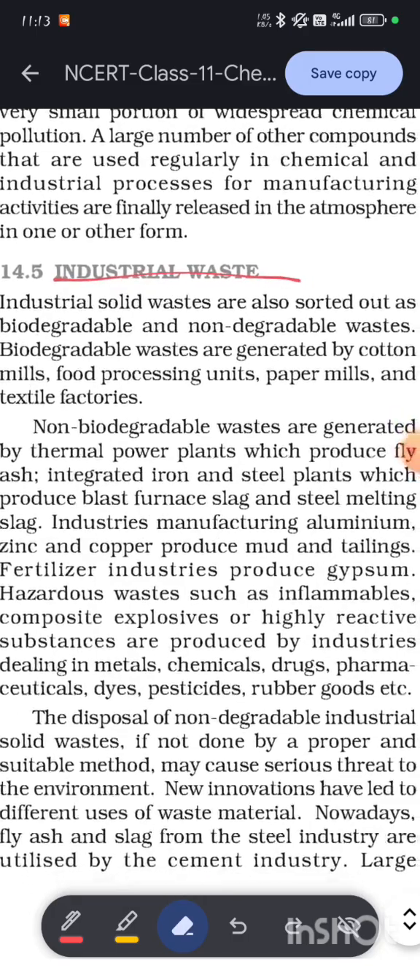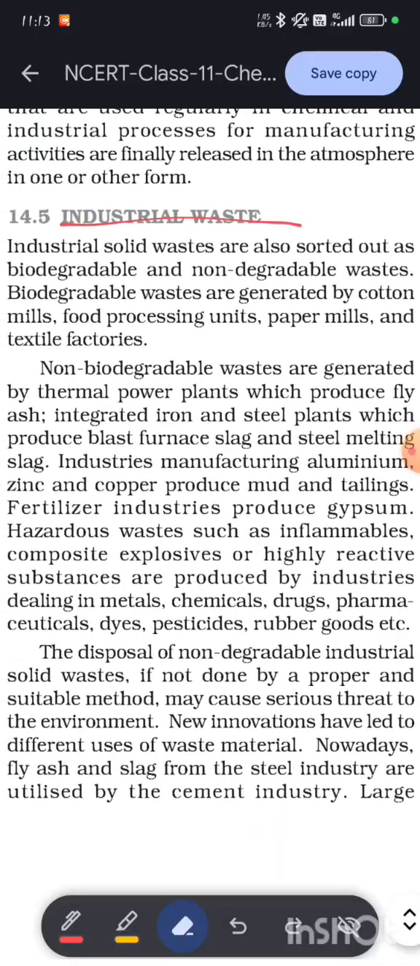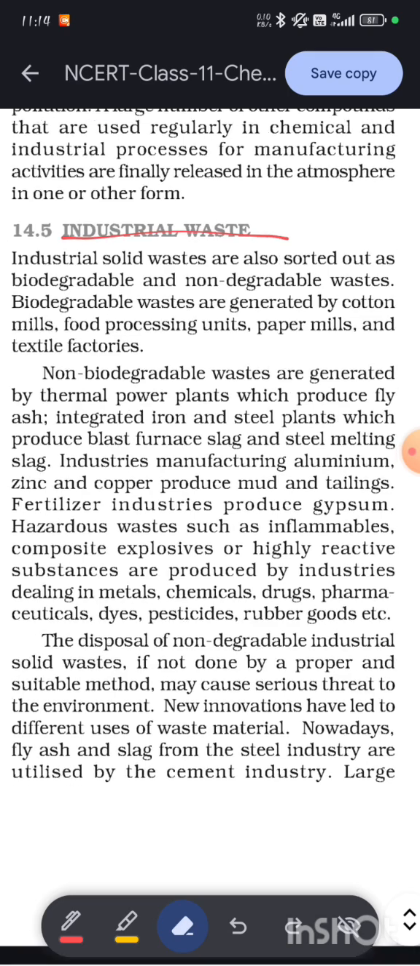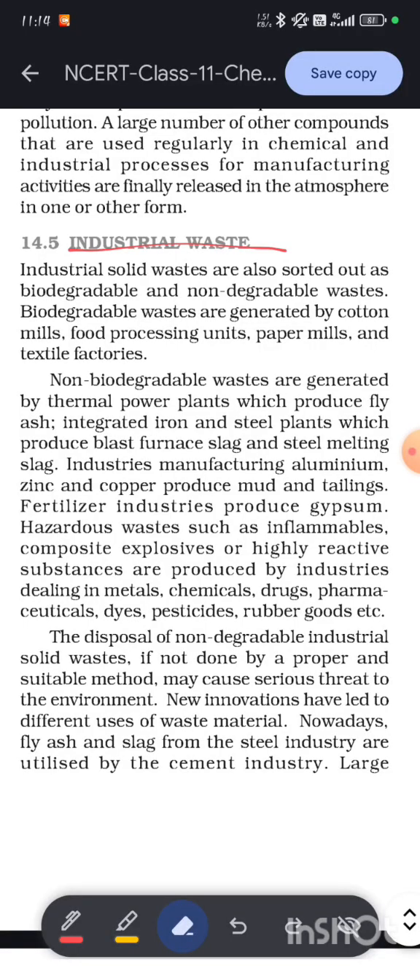Hazardous wastes such as inflammables, corrosives, explosives, or highly reactive substances are produced by industries dealing in metals, chemicals, drugs and pharmaceuticals, dyes, pesticides, rubber goods, etc. The disposal of non-degradable industrial solid waste, if not done by a proper and suitable method, may cause a serious threat to the environment. New innovations have led to different uses of waste material nowadays.